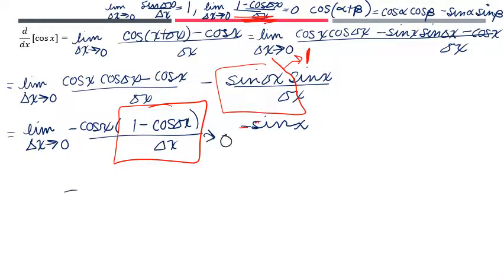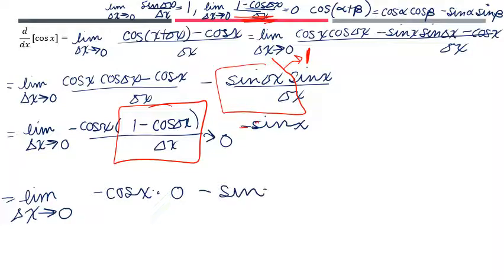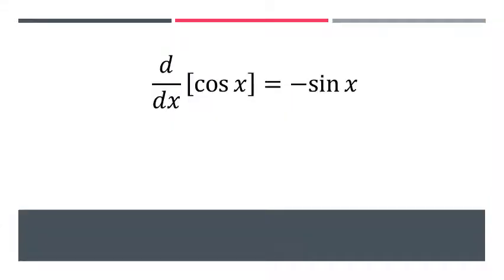So I really have the limit as delta x approaches 0 of negative cosine x times 0 minus sine x. But this just goes to 0, and I have negative sine x. Therefore, the derivative of cosine x is negative sine x.